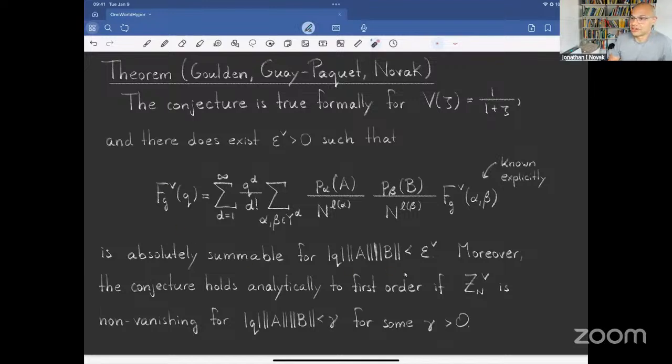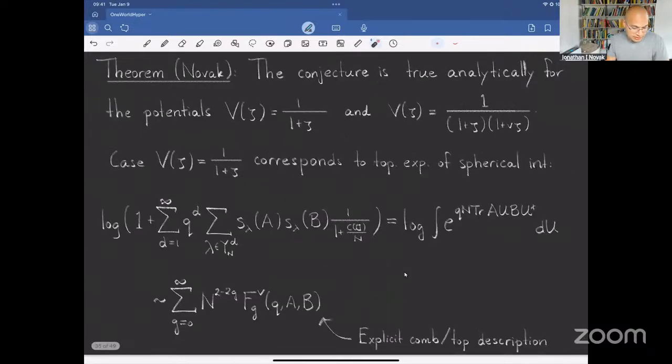So this conjecture is formally true. The first step in this direction was that it was formally true for this specific potential V(zeta) = 1/(1+zeta), which corresponds to the spherical integrals that Colin was talking about. And where we're at now is that the conjecture is true analytically, both for that potential and a slightly more general one, which corresponds to these rectangular spherical integrals that Colin also briefly mentioned, which are like Dyson Brownian motion for rectangular matrices, like what Roger asked about. So this is done.